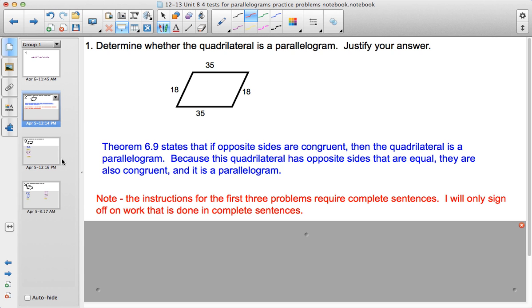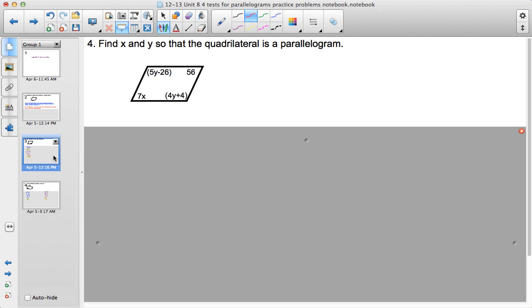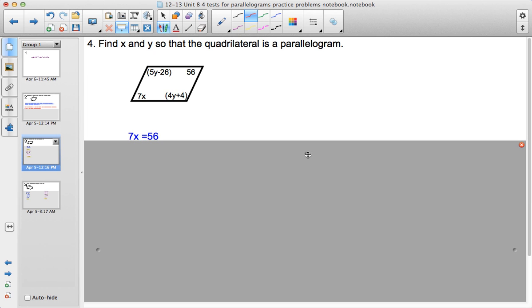Next, we'll look at problem number 4. You are given a quadrilateral with numbers and variables, and you're asked to find x and y so that the quadrilateral is a parallelogram. We know from our theorems that on parallelograms, the opposite angles are congruent to each other, meaning they have equal measure. So if we set the opposite angles equal to each other, then it will be a parallelogram. The first angle we'll look at is x, the one with 7x and 56, those two opposite angles.